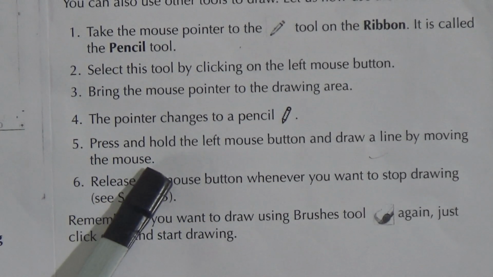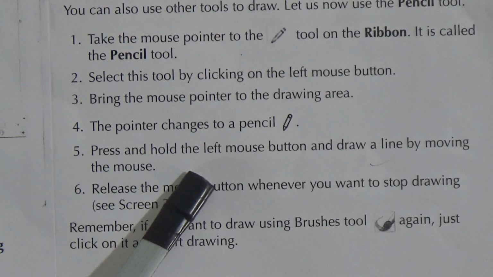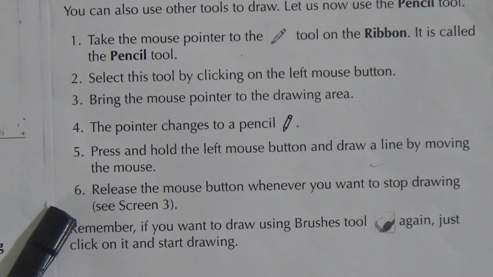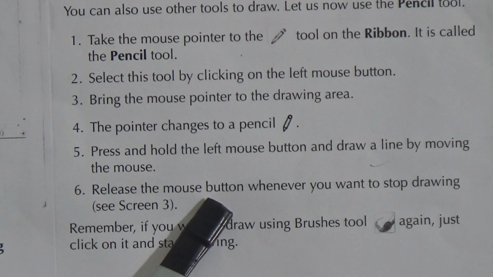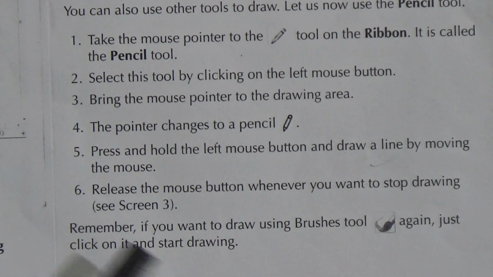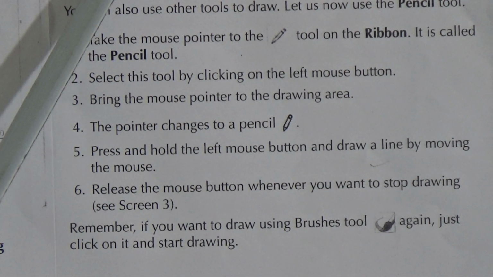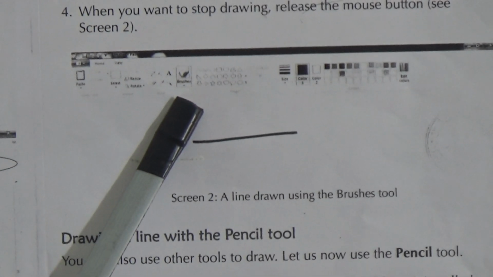So you will press the left mouse button and you will move the mouse according to your wish, and you can draw a picture. Number 6, release the mouse button whenever you want to stop drawing. So you will release the left mouse button if you want to stop your drawing. And remember, if you want to draw using the brushes tool again, just click on it and start drawing. So you will just click on the brushes tool in the ribbon and you will start drawing.